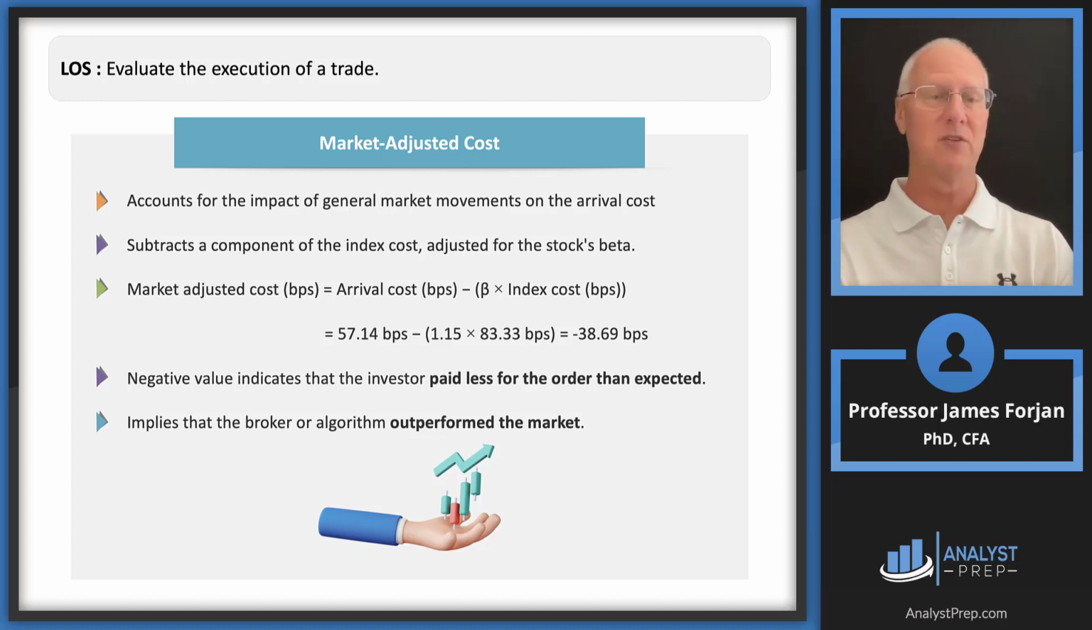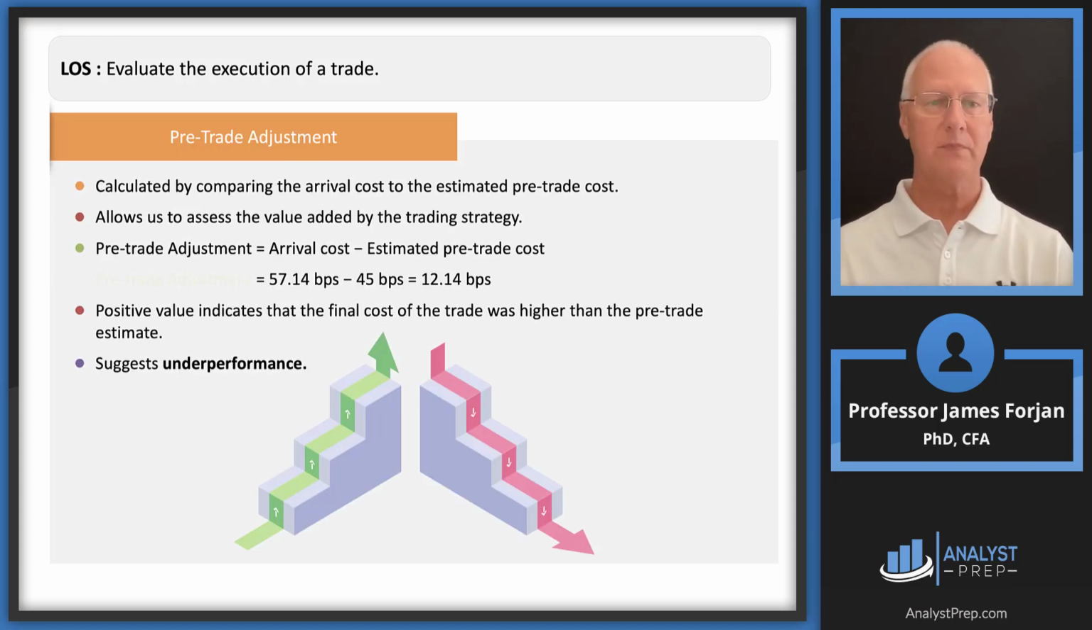But if we have a stock that has a beta of 1.15, we're going to increase by an extra 15%, right? So that should make perfect sense.